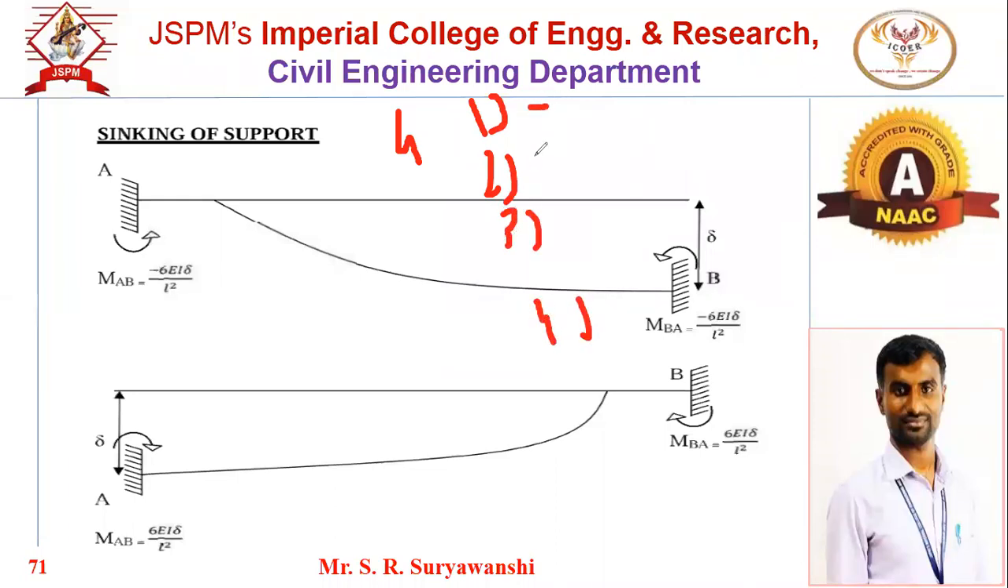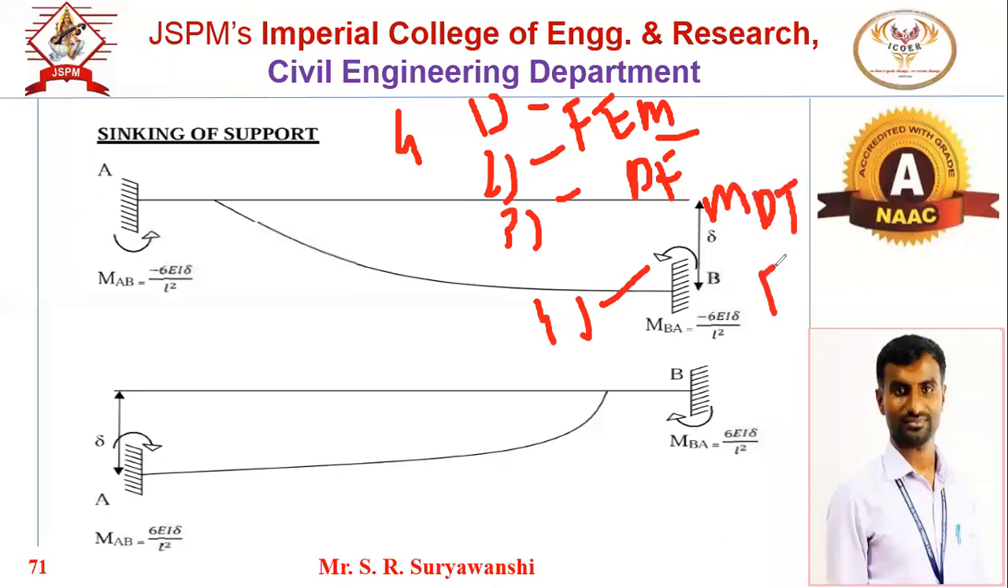What is the first step? In MDM, what is step number 1? Find the fixed end moment. Yes, first it is for the fixed end moment. Second, it is for the distribution factor. Third, it is for the moment distribution table, and the last one is for the BMD. So these are the 4 steps we have to follow.